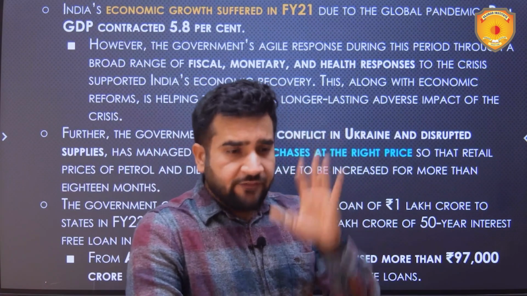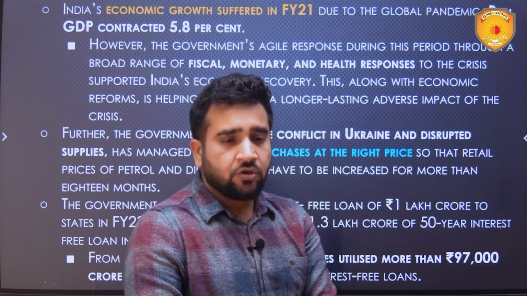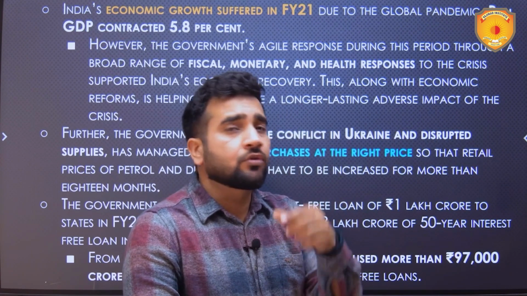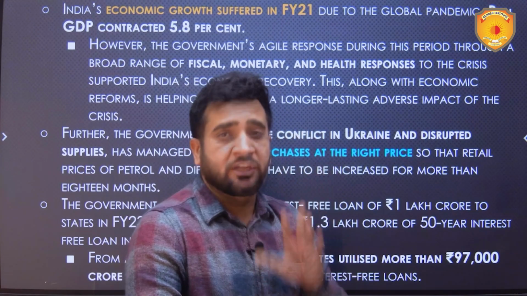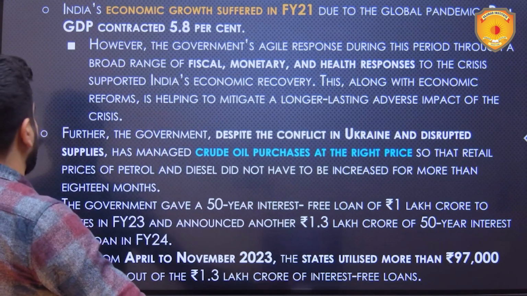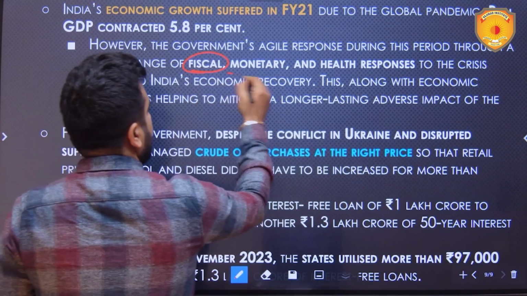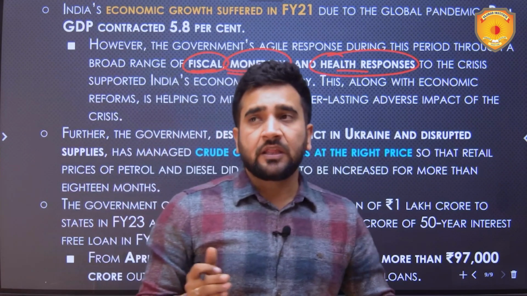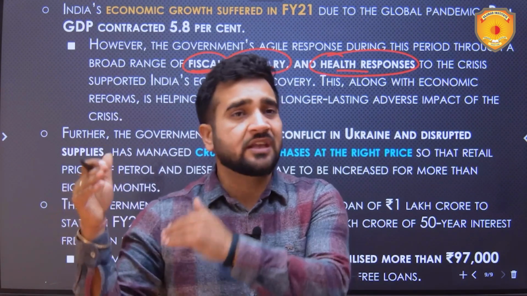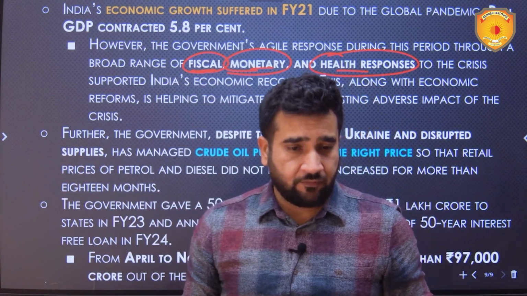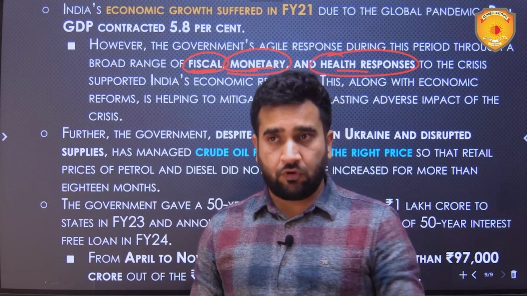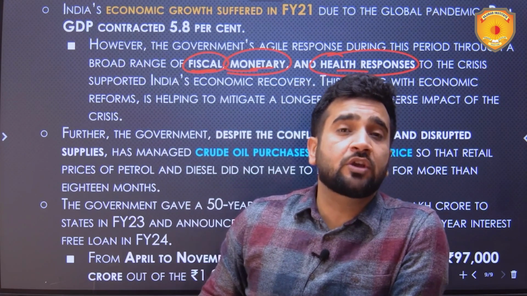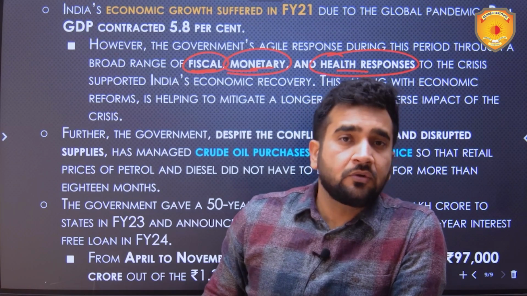India's economic growth suffered in FY21, FY means 2020-21, due to the global pandemic. We all know that. Real GDP contracted, means it reduced. There was negative growth of 5.8%. It had to be. However, the government's agile response to this situation, because the government at that time undertook these reforms, fiscal reforms, means the government increased spending in those areas where it was utmost necessary, like giving food grains, launching Pradhan Mantri Garib Kalyan Anna Yojana and all. On the other hand, the government increased the taxes, like it increased excise duty on petroleum products at that time. So this was the fiscal response.